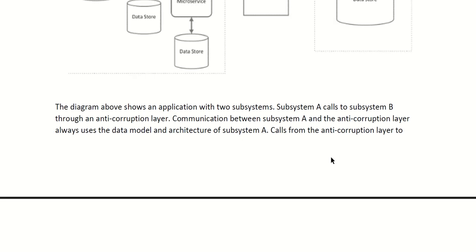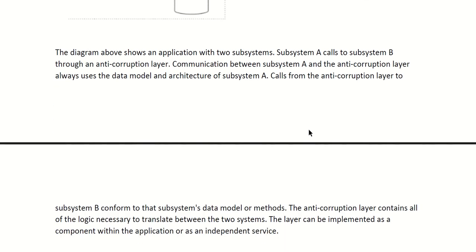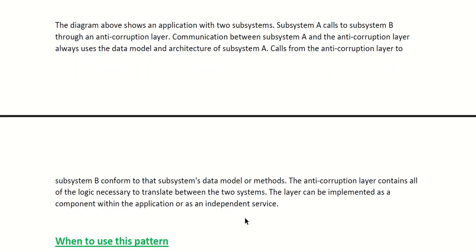So that's what they are saying. Calls from the anti-corruption layer to subsystem B conform to that subsystem's data model and methods. The anti-corruption layer contains all of the necessary logic to translate between the two systems. The layer can be implemented as a component within the application or as an independent service itself.